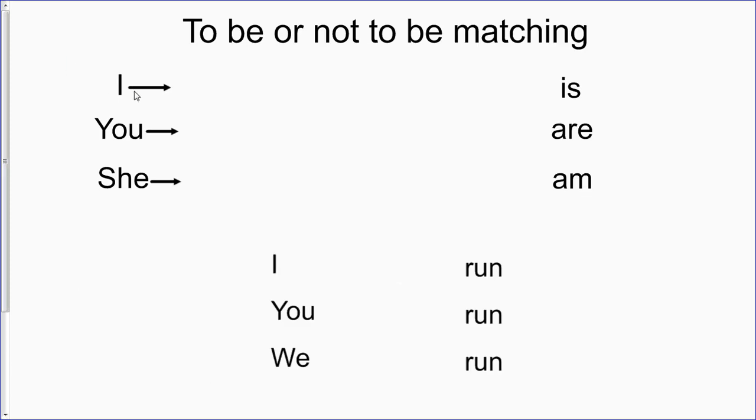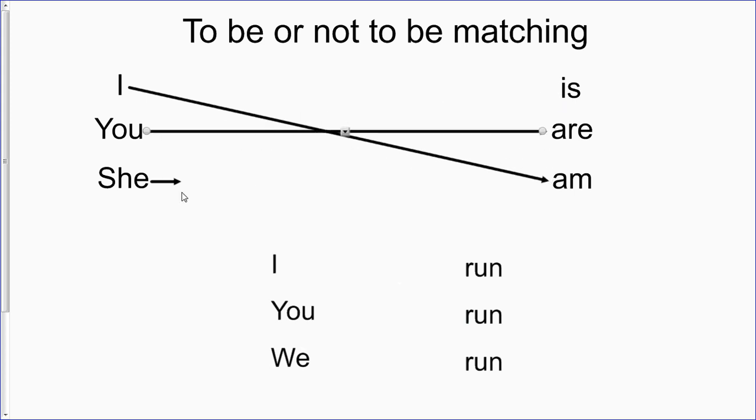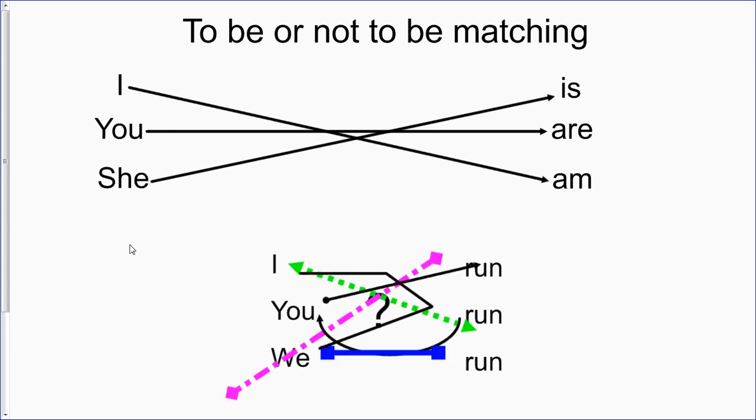So this is something I showed you guys before as well. I clearly cannot go with is. You can't say I is or I are. It has to be I am. And you clearly can't be you is or you am. It has to be you are. So that leaves she being she is. And I've showed you this before as well. You can't do it in English because most of our words are like this: run, run, run. I run, you run, we run. But in Spanish, we can do it.